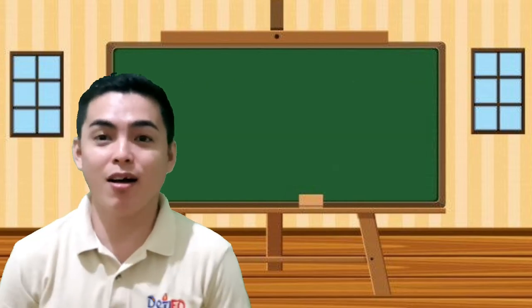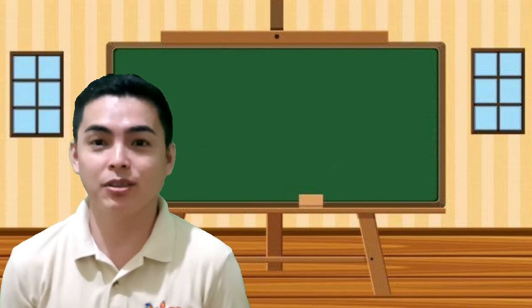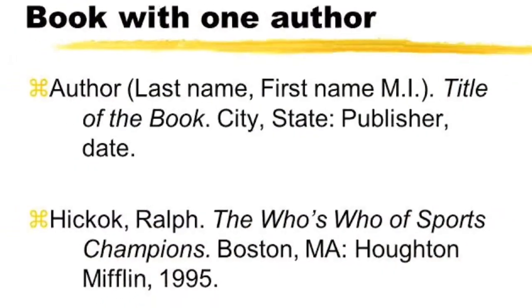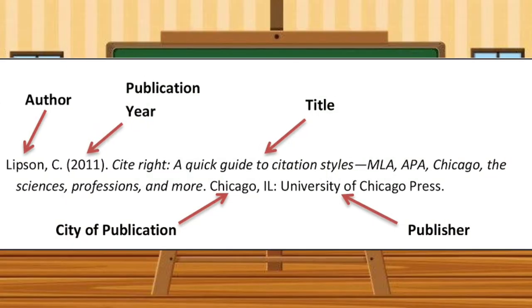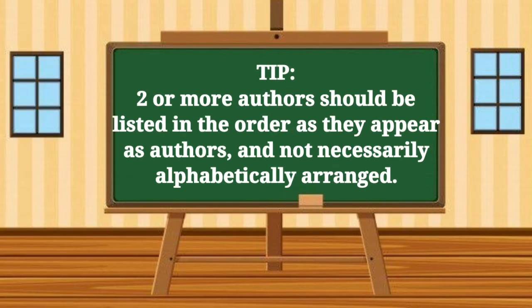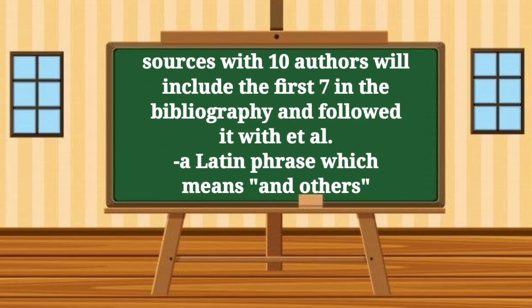On your screen is a sample of a book format having a single author. Observe the format. Here is another format of a book having 2 to 10 authors. And lastly, here is an example of a chapter in a book. Here is a tip. Two or more authors should be listed in the order as they appear as authors and not necessarily alphabetically arranged. For sources with more than 10 authors, include only the first 7 in the bibliography, followed by et al., a Latin phrase which means and others.